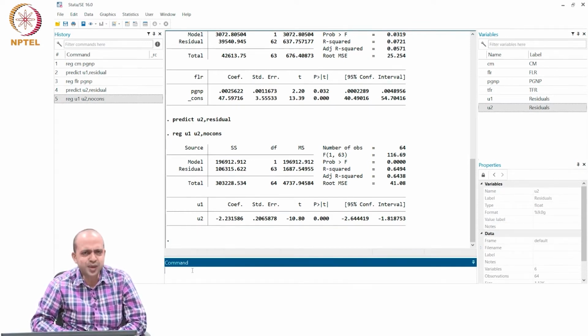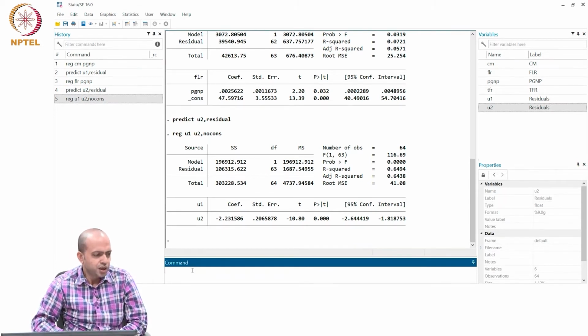But that does not mean that whenever we want to get the net impact of a particular variable in a multiple regression model, we will follow all these steps. No, that is not required. Rather, in a single step itself, we can get the net impact. That is the beauty of the statistical software.